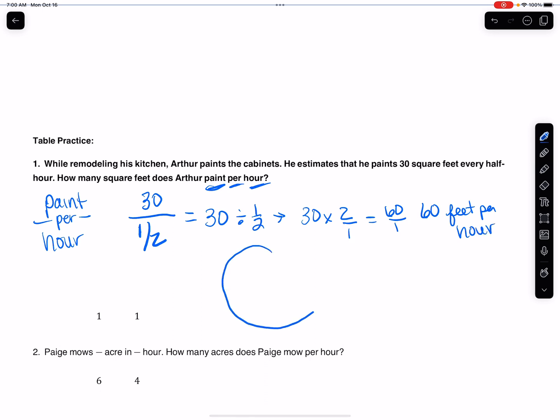Now, if you are a person that needs the visual, if you've got your clock, you know that this is a half an hour, and he did 30 feet in a half an hour. Then he did 30 feet in the other half an hour, so we can check and make sure that our answer is correct. Push pause, move on to the next one if you need to.